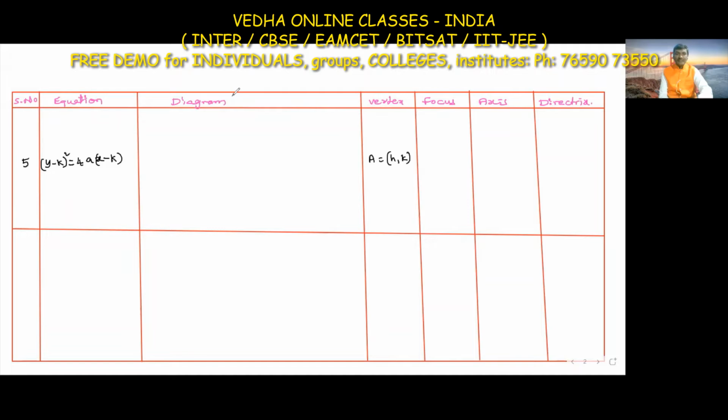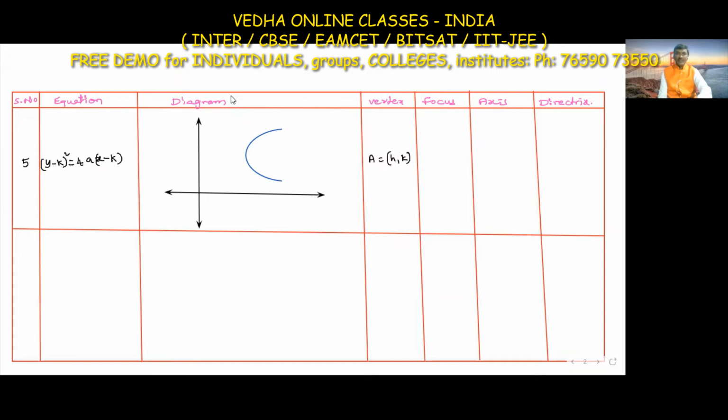If you take the diagram, we have the x-axis and y-axis, and the parabola. What is the shape of the parabola? There is no change in the shape of the parabola. The shape is right side only, already we know that. The parabola shape is right side only, but the equations are a little bit different.